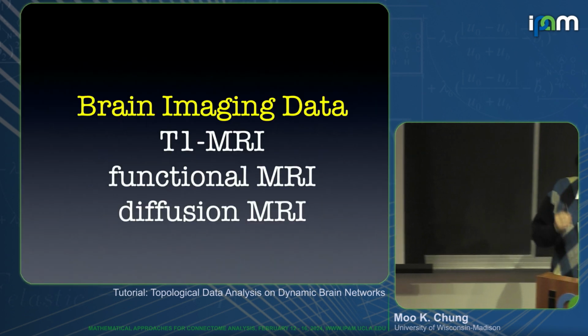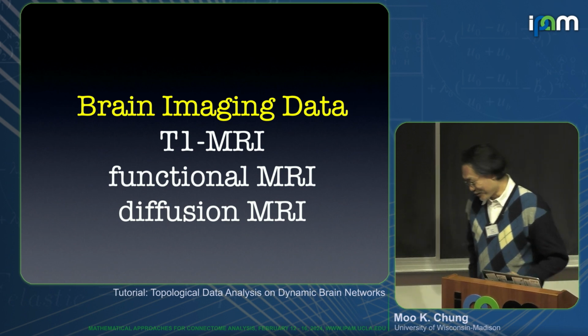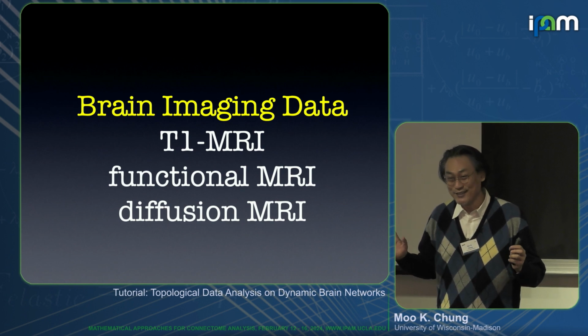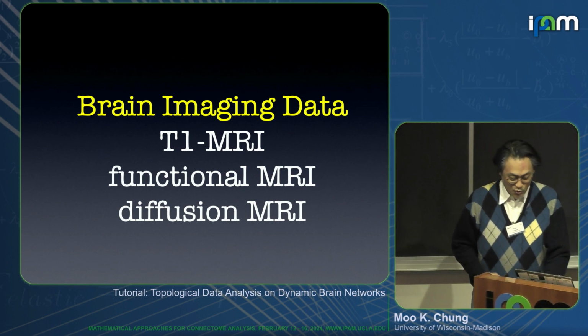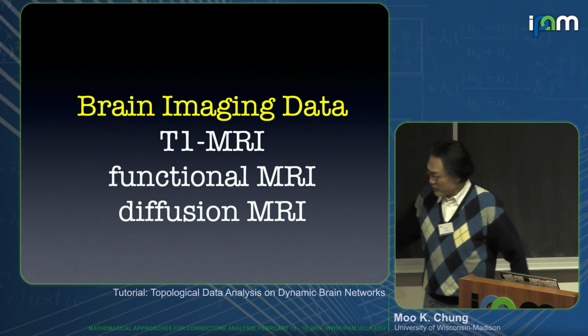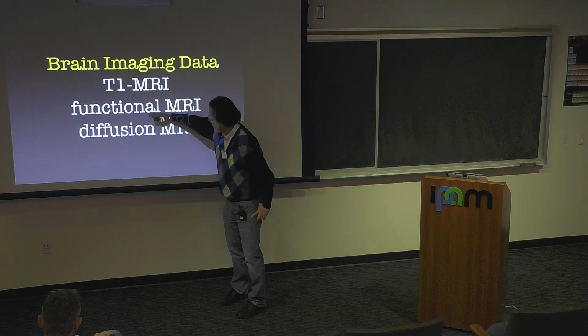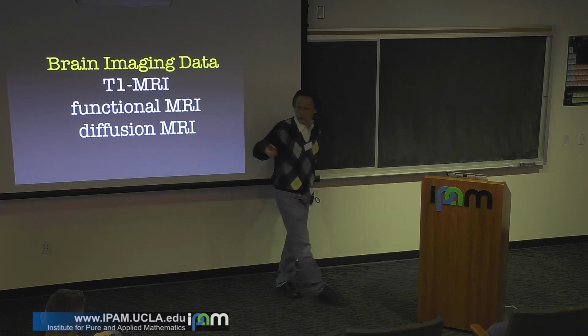Now let me introduce this data. I noticed that a lot of people here are working on cellular-level networks, so I'm going to go over this slowly. There are three different imaging modalities: T1, which is structure, function, and diffusion, which is basically measuring the direction of water molecules.